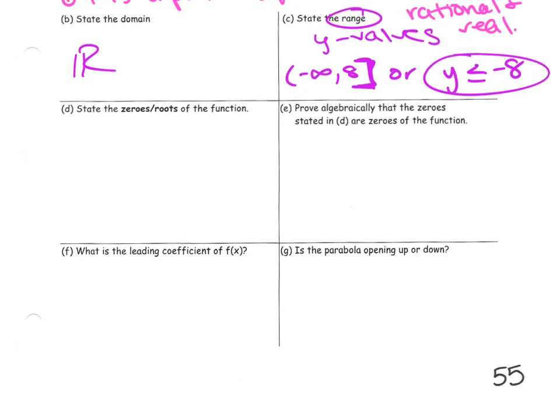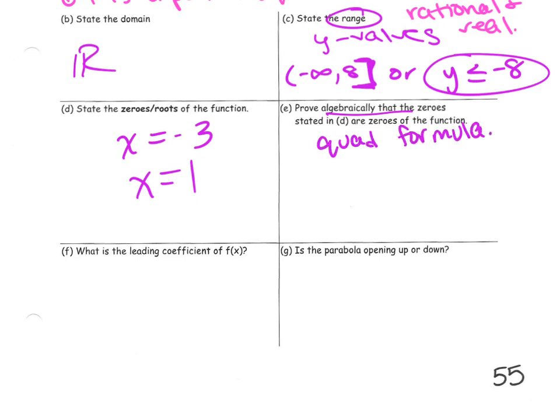We already said what the zeros or the roots were. We said it was negative 3 and 1. Okay, remember you're writing x equals. Proving algebraically that these are actually the zeros, guys, you could just do the quadratic formula. I'm not going to do this here. But you can just use the quadratic formula to check that x does indeed equal negative 3 and x does equal 1. The next question says, what is our leading coefficient?